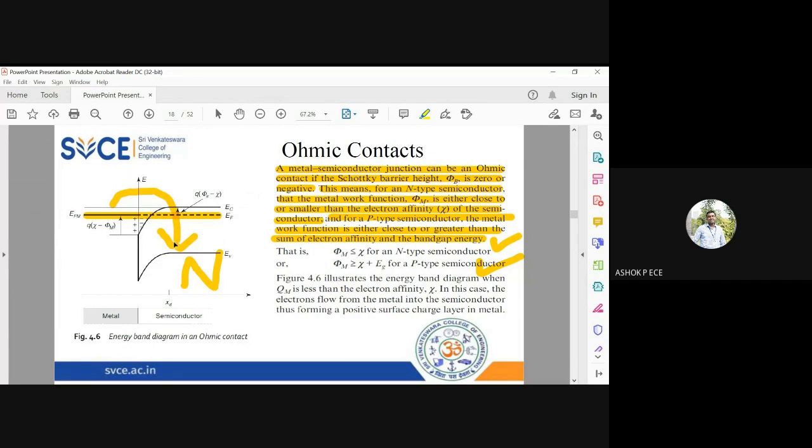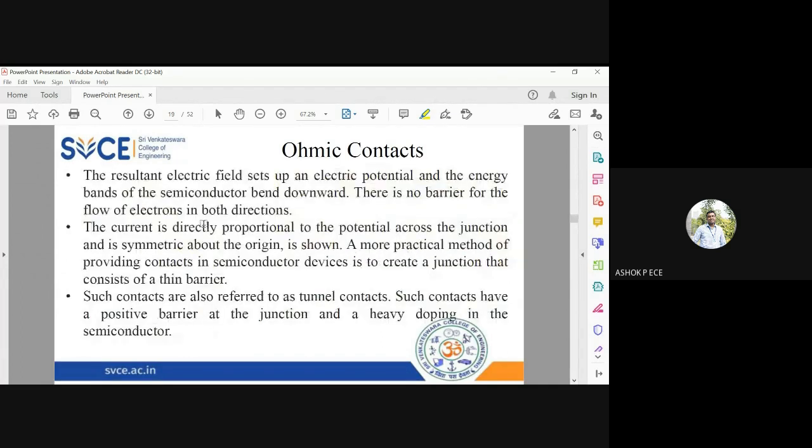You know, forward bias and reverse bias currents are in opposite directions, right? In the same way, conventionally electrons will flow from the semiconductor to the metal, but here the electrons flow from the metal into the semiconductor junction, thus forming a positive region near the metal. When more electrons go away from the metallic region, that region becomes more and more positive. This will set up an electric field across the junction. There is no barrier for the electrons in both directions, so the current is proportional to the applied voltage.